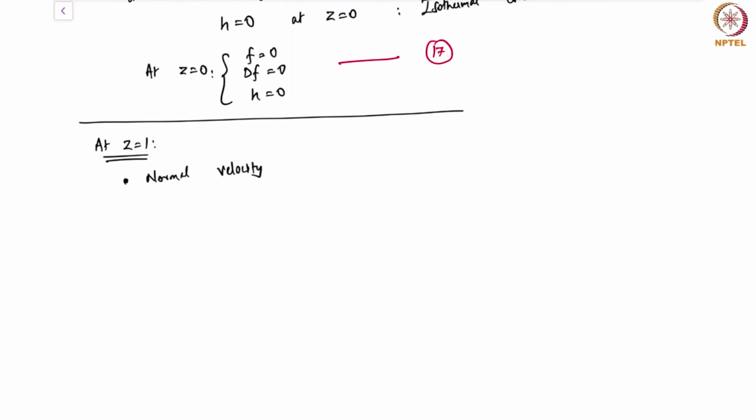Normal velocity is 0 since the interface is flat. Note that this is just an approximation. This is also done by Pearson.